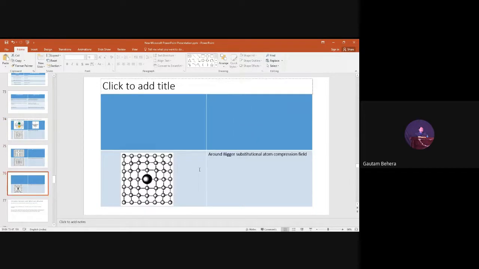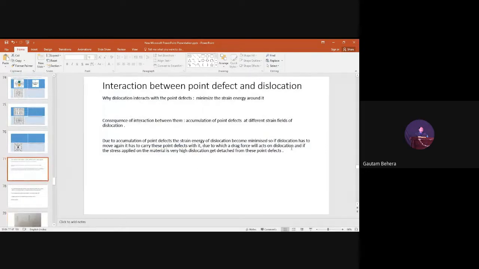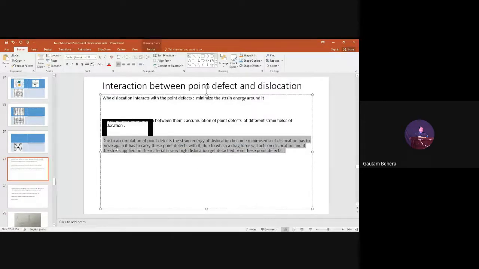Anyway, you understood all these points. So finally, what is the result of this? It is written over here. Just read it. Due to accumulation of the point defect, the strain energy of the dislocation becomes minimized. So if the dislocation has to move again, it has to carry this point defect with it, due to which a drag force will act on the dislocation. And if the stress applied on the material is very high, the dislocation gets detached from this point defect and it will move. And it will move easily.